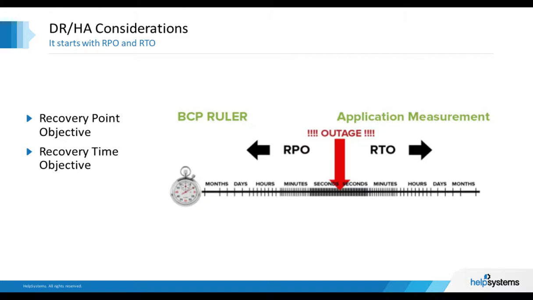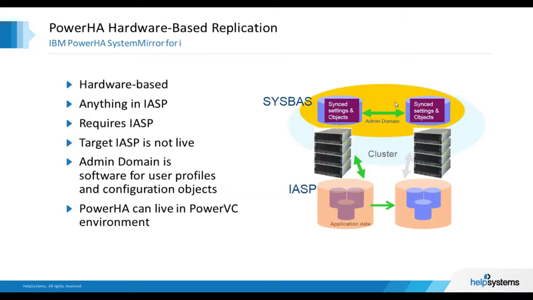So let's take a look at two different technologies that we have for providing HA today in the IBM world. And this is for IBM i. Well, actually, AIX also has PowerHA, and so does Linux. Help Systems happens to work with IBM PowerHA for IBM i. But this is hardware-based replication.